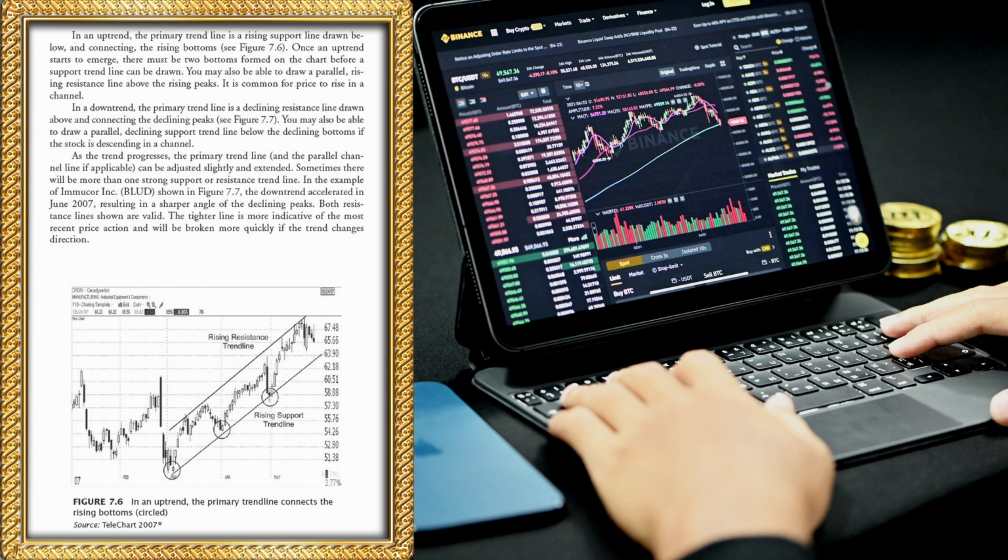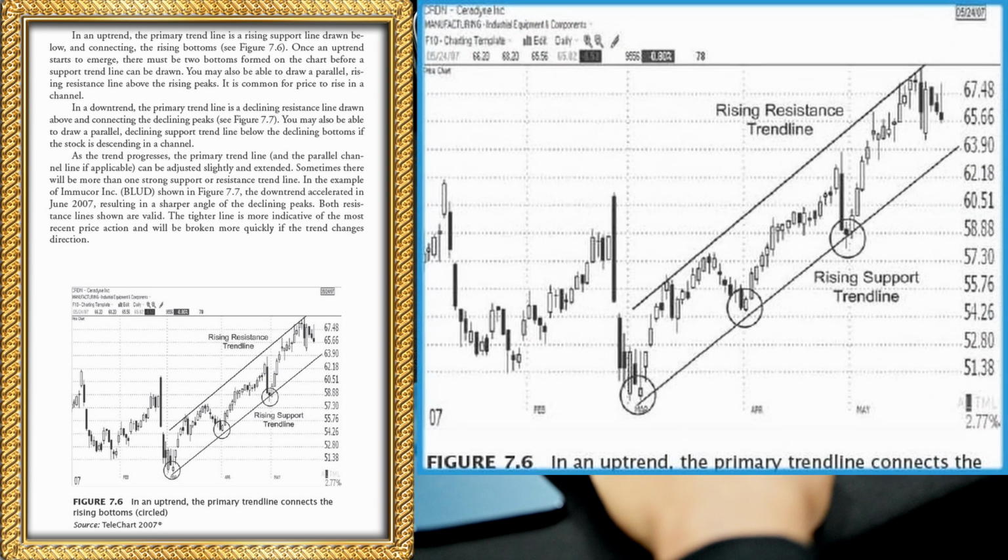In an uptrend, the primary trend line is a rising support line drawn below and connecting the rising bottoms. See Figure 7.6. Once an uptrend starts to emerge, there must be 2 bottoms formed on the chart before a support trend line can be drawn. You may also be able to draw a parallel, rising resistance line above the rising peaks. It is common for price to rise in a channel.